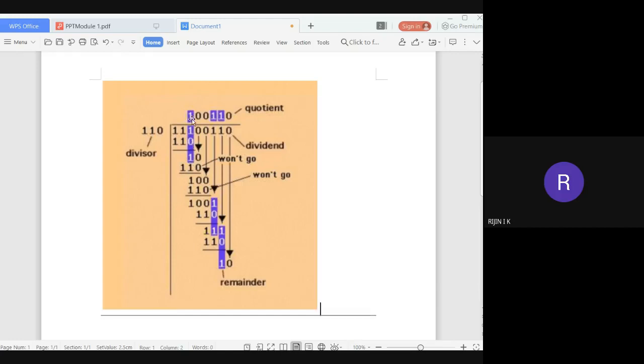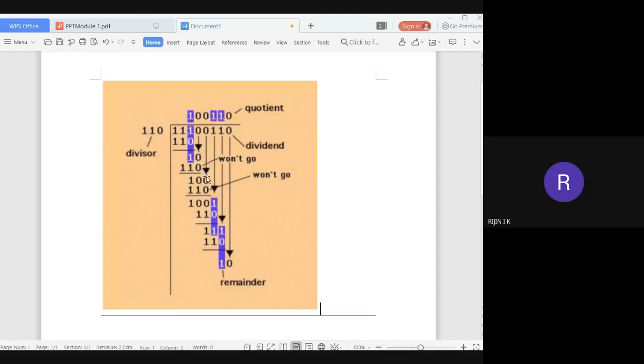We can place 1 at the end of the quotient. The quotient was initially 0, and at its end we placed 1. Then after that we shifted the divisor by 1 position. Initially it was here, then we shifted 1 position. Then again it will try to subtract from the dividend.